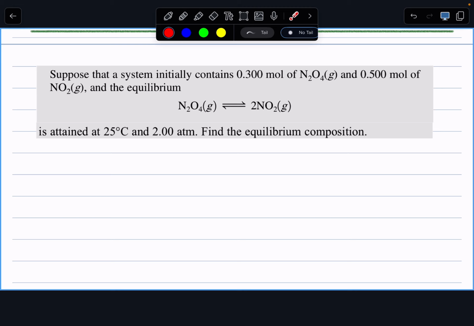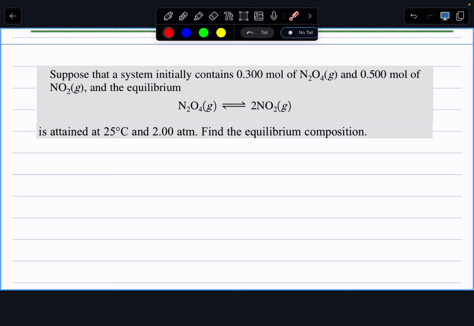And that equals the sum of these two values, which is 0.800 plus C. So this is the number of moles of my N2O4 at equilibrium plus the number of moles of NO2 at equilibrium. And then the partial pressure becomes quite straightforward. In this reaction, we're telling you the equilibrium is reached at 2.00 atm. So we're looking at that constant pressure condition, right? So the pressure is known, the total pressure is constant.